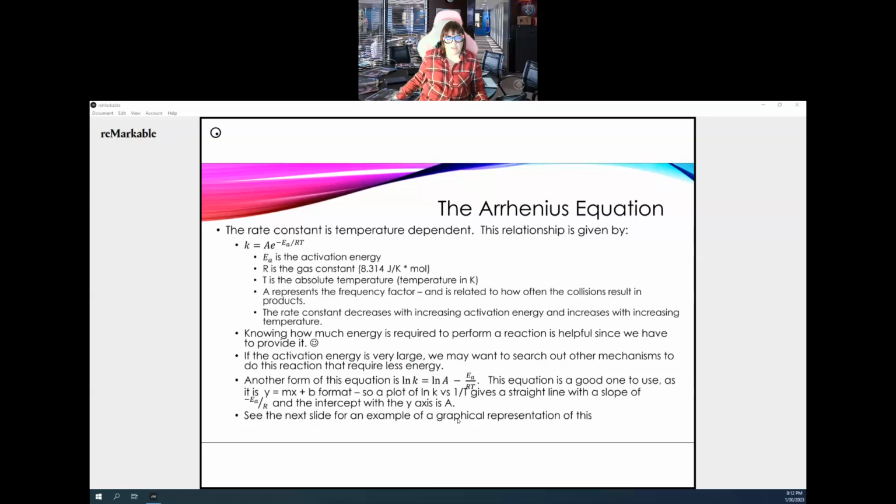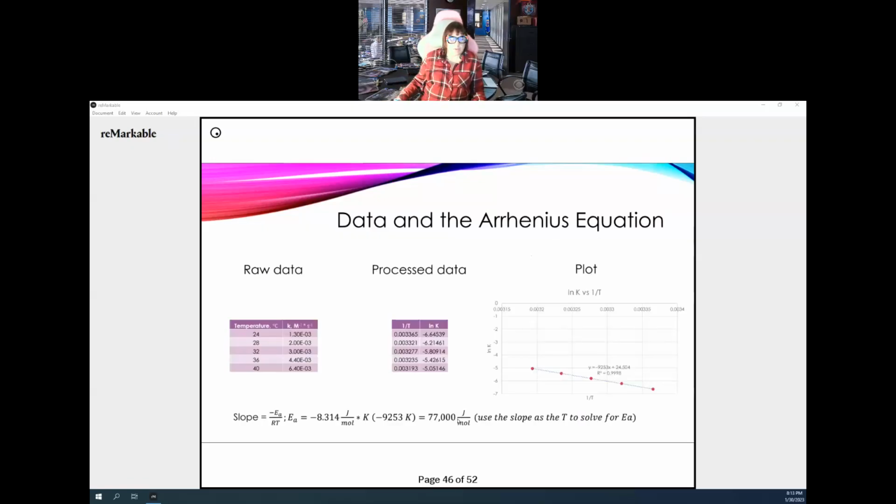Another form of this equation: ln k is equal to ln A minus Ea over RT. This equation is a good one to use because it's in the y equals mx plus b format. So a plot of the natural log of k versus 1 over T gives a straight line with a slope of negative Ea over R, and the intercept with the y-axis is that frequency factor. So that's one way that we can get to some of these pieces of information. And here's an example of that.